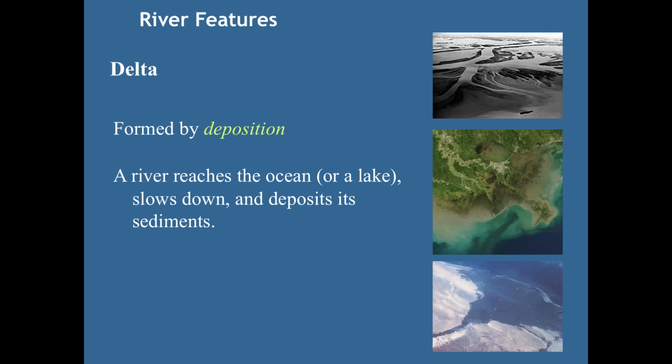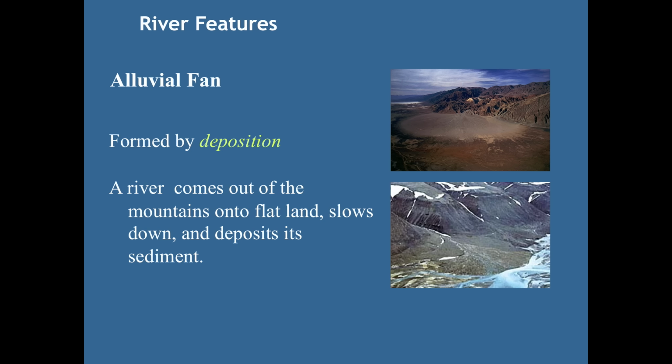The last feature is very similar to a delta. It's formed by deposition, and it happens at the end of a stream, but under very different circumstances. In a very dry area, an alluvial fan will form when a stream comes out of the mountains onto flat land. And so here's an example where you've got a stream that comes out of the mountains and spreads out into a triangle shape or a fan shape and deposits its sediment here on land rather than into the ocean. So it's the same process, but in a different environment. So the shape is similar, but you find these on land rather than finding them in the ocean or in a lake.